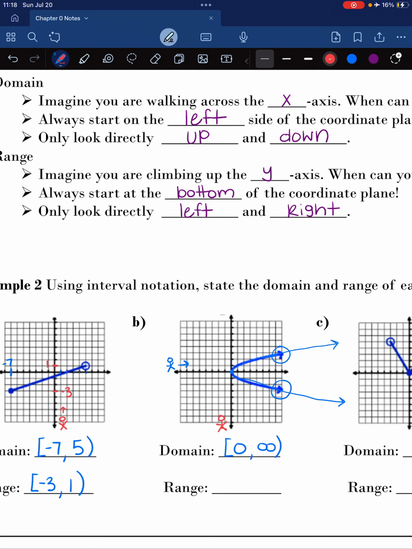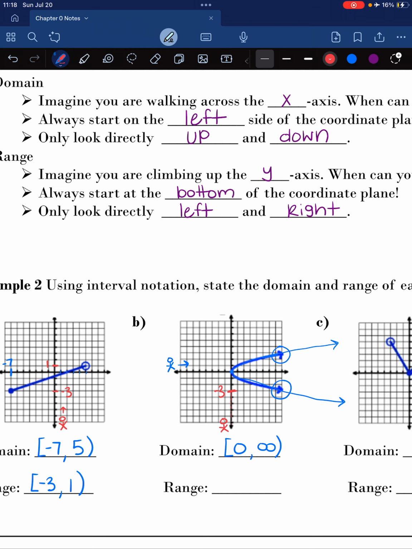Okay, range, same idea. I start at the bottom. And even though right here I can't see anything, right? There's no graph down here at the bottom. Oh, I raised my little dude. If I climbed up and up and up and up, and like this is really the first time that I see it. This is at -1, -2, -3.